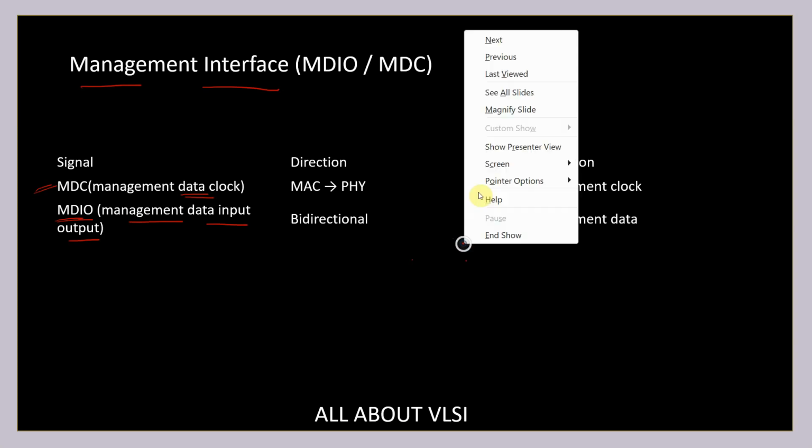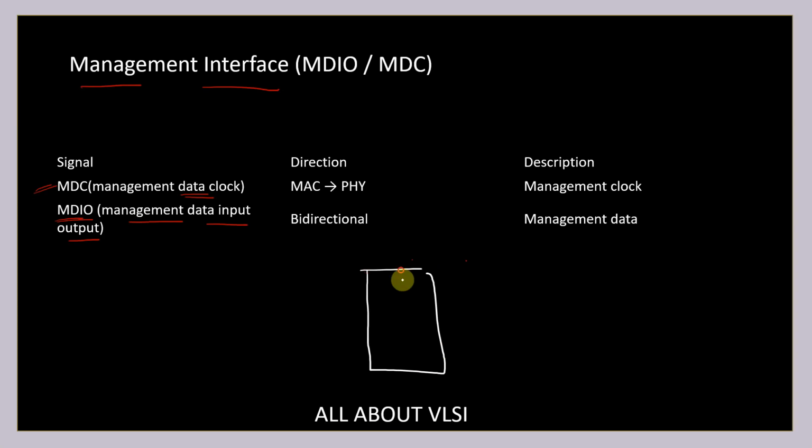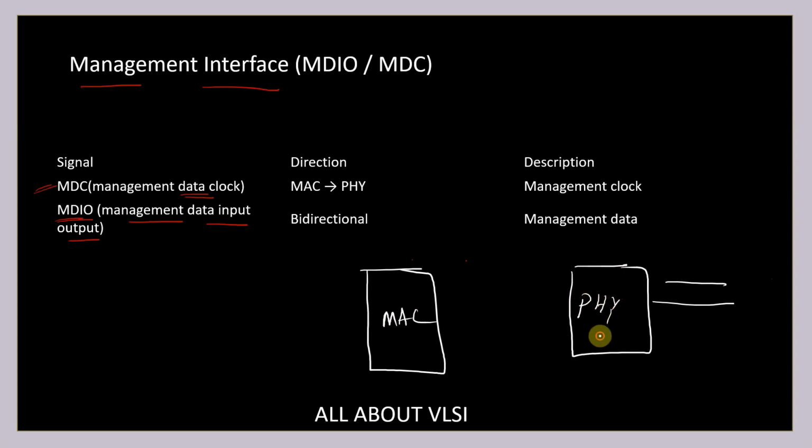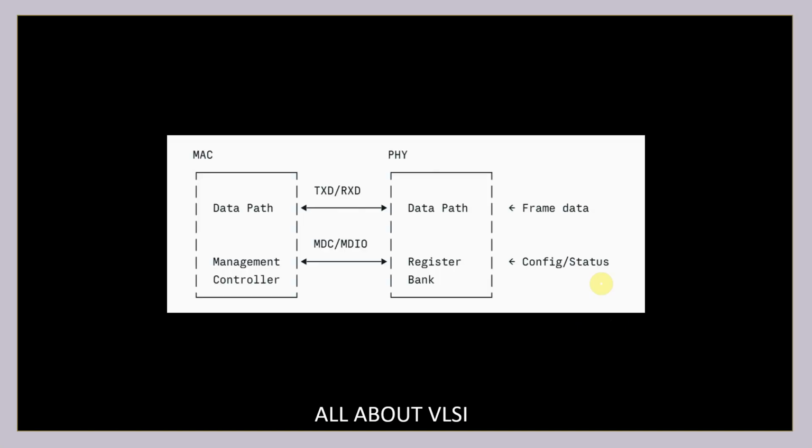Now, we have a MAC which is present and we have a physical IC. This is our MAC and this is our physical which is connected to the external interface. This physical is going to have a set of registers inside it, and if I want to configure these registers, I am going to use this interface known as MDIO. MDIO is the management data input output interface, which is used to access the registers present inside the physical and to configure them. So this is where I can use MDIO.